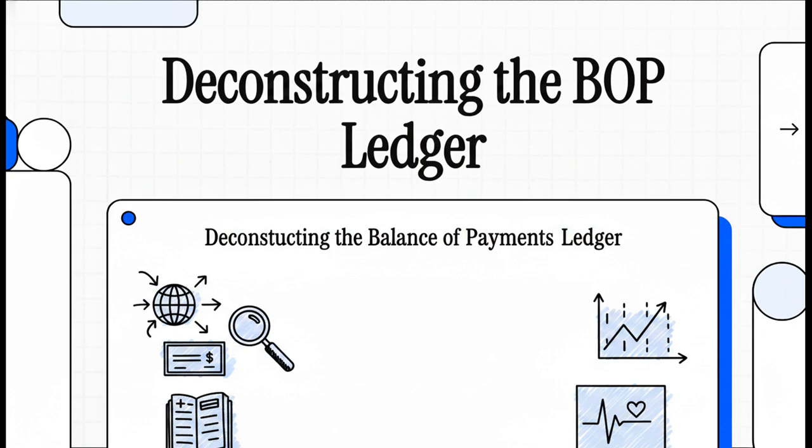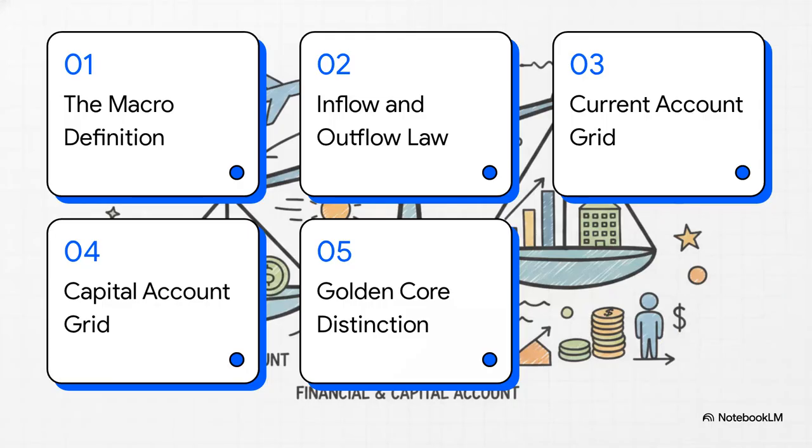We're going to deconstruct the balance of payments ledger, row by row, and really unlock the secrets of how nations track their economic pulse. So here is our roadmap for today. First, the macro definition. Second, the inflow and outflow law. Third, the current account grid. Fourth, the capital account grid. And finally, number 5, the golden core distinction. Let's get right into it.